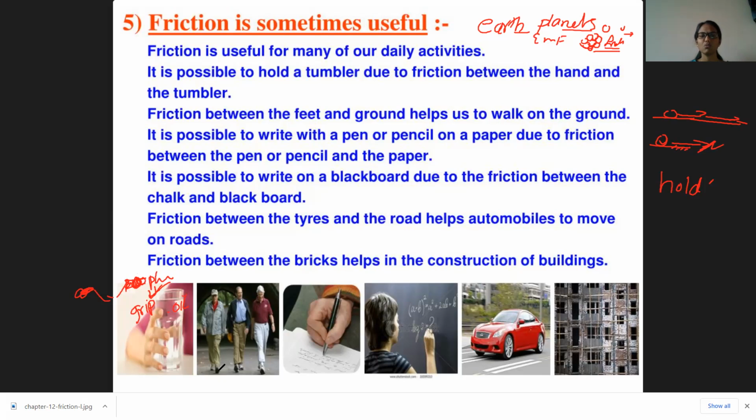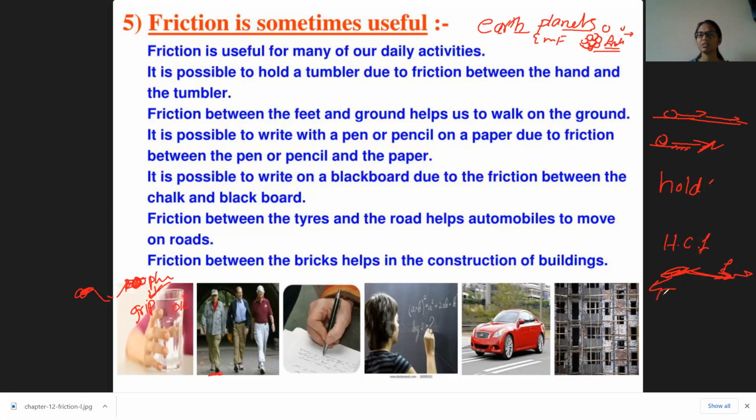And why do we need friction to walk? See here, what do our legs do? Our leg will point in this direction, almost at an angle of 45 degrees. We press the ground in the downward direction. When we press the ground in this direction, the horizontal component of the friction helps us to move forward. Clear, children? The horizontal component of friction will help us to move forward.